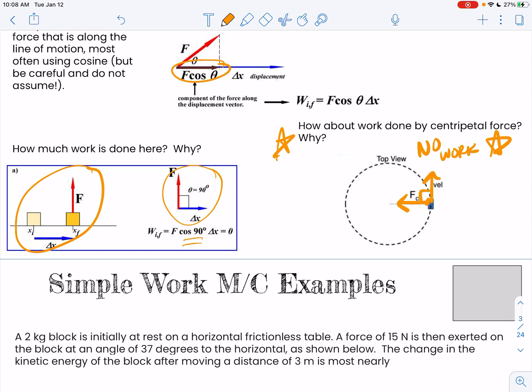That inward force and then the displacement at any moment is along this path tangent. And those are going to be perpendicular. Okay, so any kind of centripetal force doesn't do any work on the object, because they're perpendicular. Okay, all right, and then you can go ahead and do the examples on the next page.